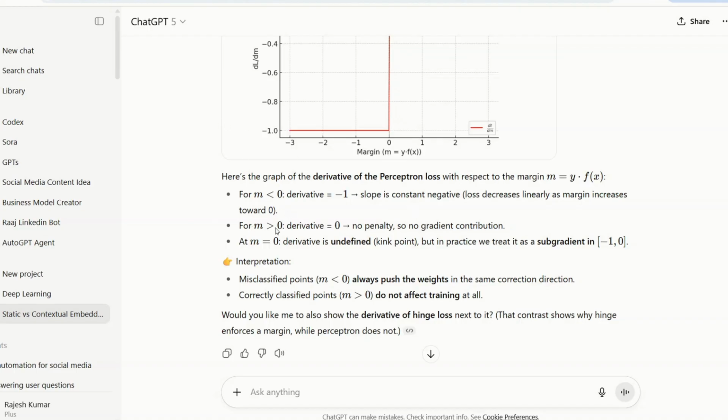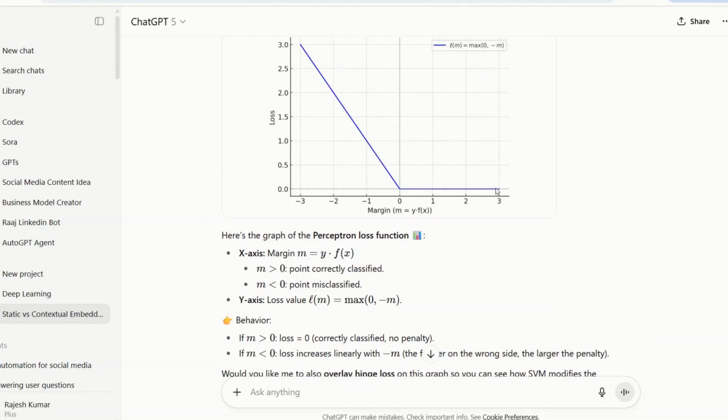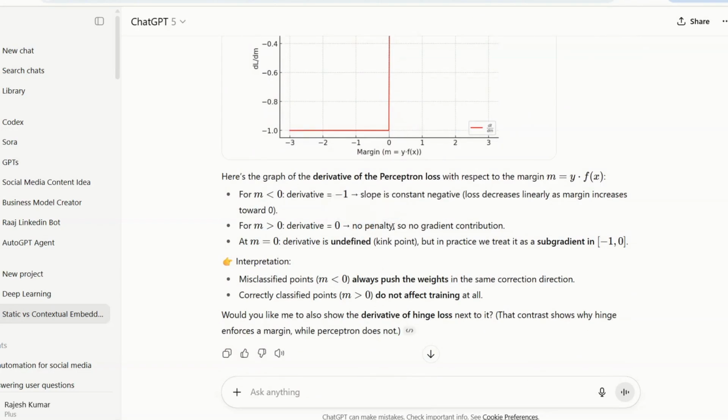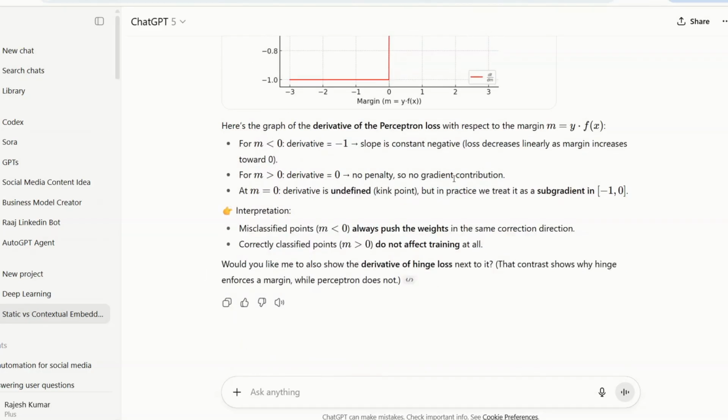For m positive, the derivative is 0, I mean no penalty. For this case the slope is 0 because these are no-error points. So for this case, no penalty, no gradient contribution. All the correctly classified points, according to gradient descent, will have no change because the slope is 0. And m equal to 0 is this point, where we cannot find the derivative.